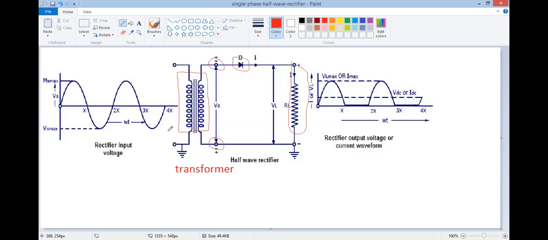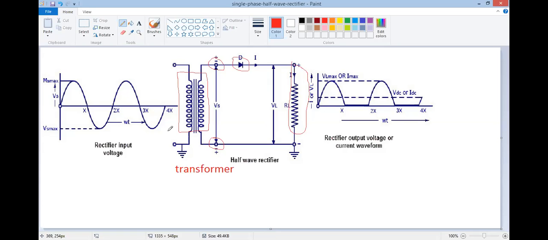This is the diagram of your half-wave rectifier. First of all, think carefully: what is a half-wave rectifier? Most important thing, what is a half-wave rectifier? Rectification means what? Rectification is the process of converting AC into DC. Conversion of AC current into DC current is nothing but rectification.